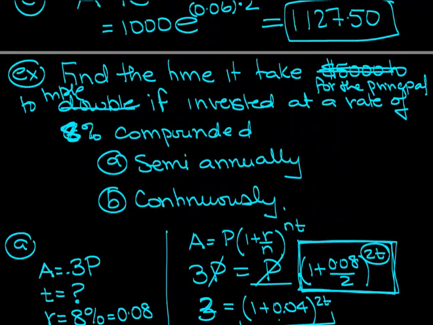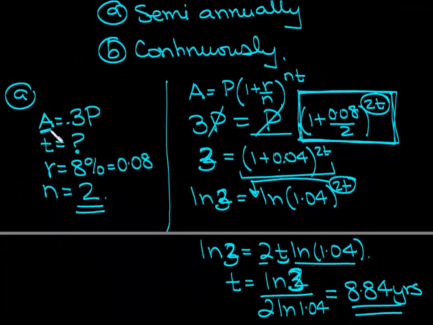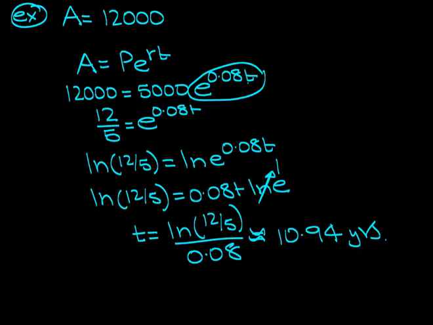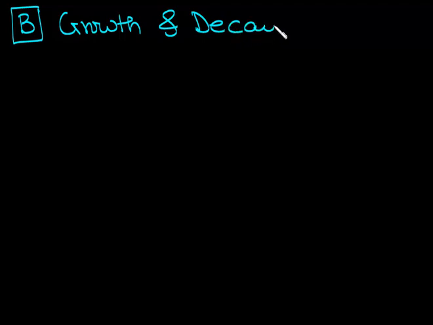They don't have to give you the amount, but if they told you some relationship with how much you want to end up with, 3 times the principal or 2 times the principal or whatever. Okay, so those are compound interest problems. The next problem that we're going to take a look at has to do with growth and decay. Okay, so let's start with the first formula.